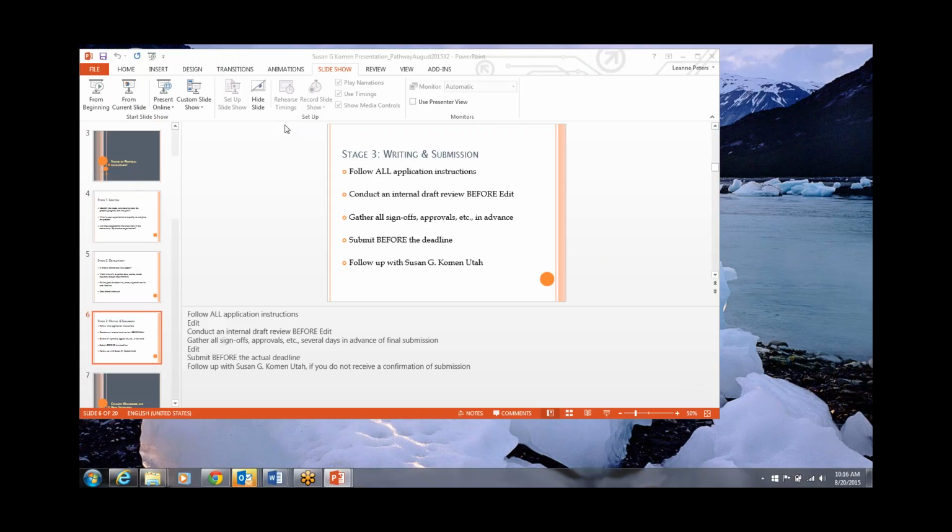And then stage 3, your writing and submission process. So this is where you follow all the guidelines. You do reviews before you edit. Some people have the capacity where they have 3 or 4 people who work closely with them who can look over the application. I get that that's not always the case, but I would strongly suggest that you try to find somebody, a board member, even a volunteer. It doesn't need to be someone who has a grant writing experience, but who's going to take this document.